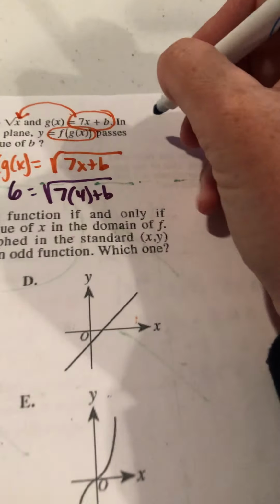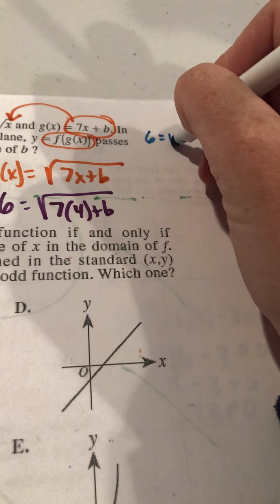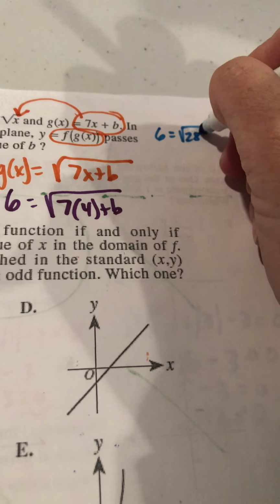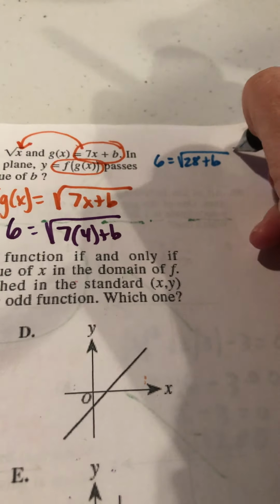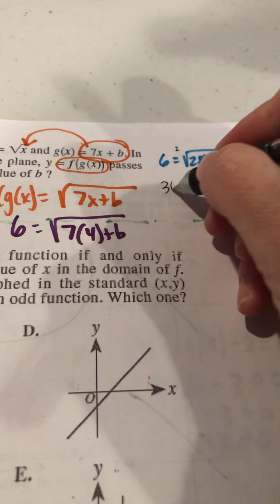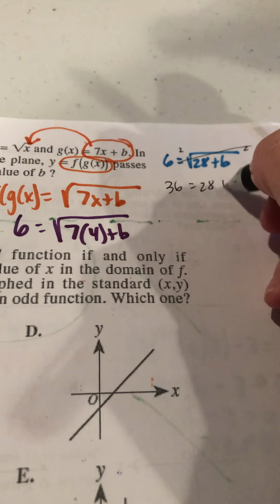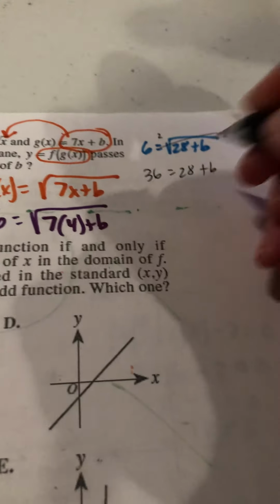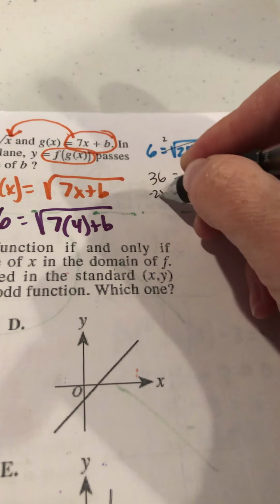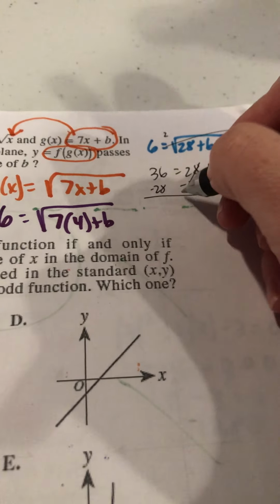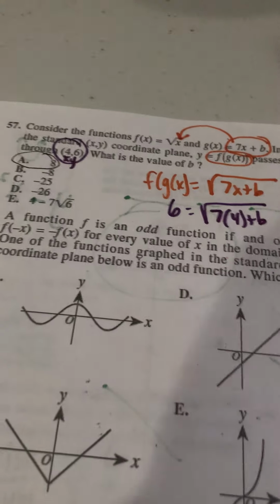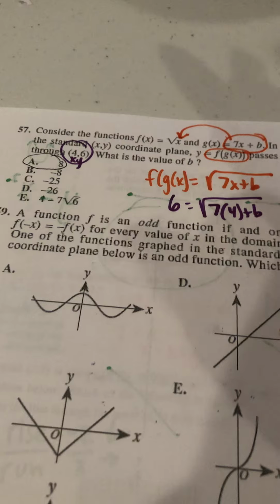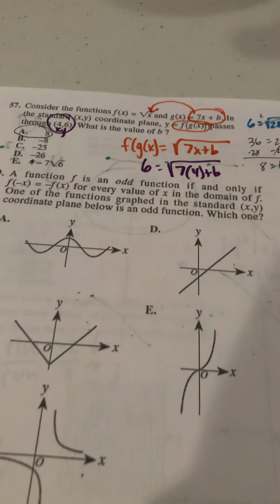So I'm going to go ahead and simplify that. 7 times 4 is 28 plus B. The only way for us to get rid of a square root is to square both sides. So I'd have 36 equals 28 plus B. And then to get B by itself, we would subtract 28. And so we would get 8 is B. I guess you could have substituted in and just see which one works, but there's how I would do it.